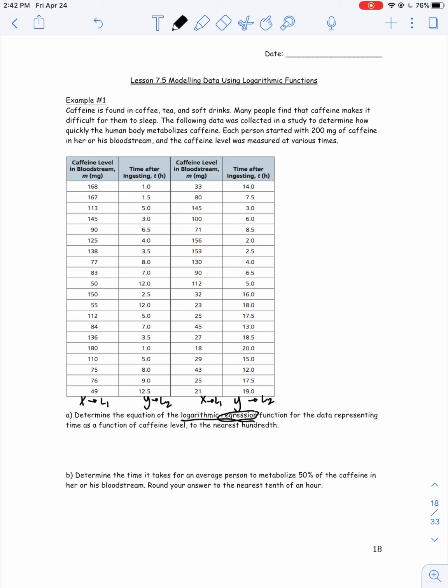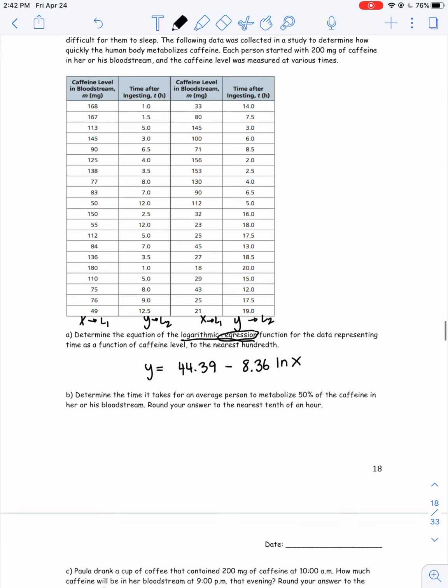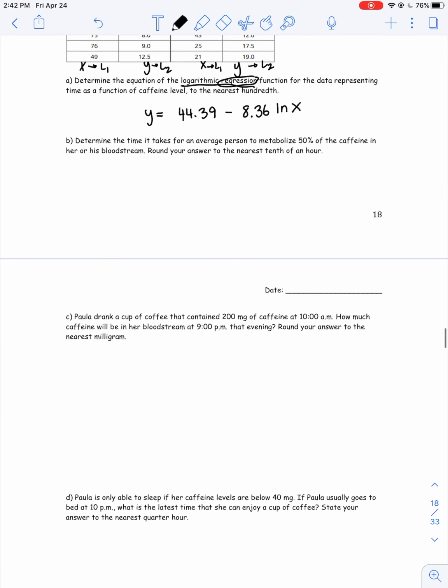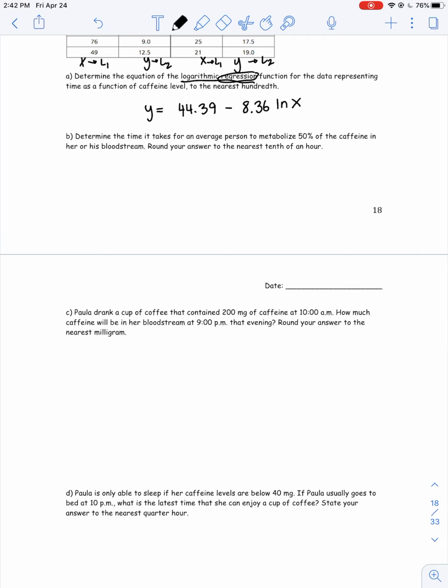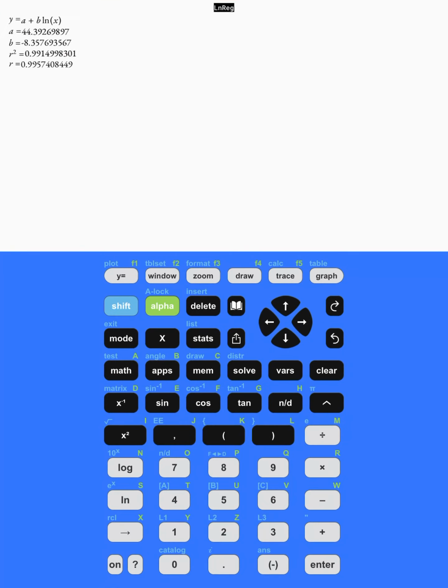So the logarithmic equation to the nearest hundredth would be y equals a, which is 44.39, minus your b value. So it's 8.36, because normally we have a plus sign here, but since we're putting in a negative number, it's going to become minus 8.36, and then ln of x. So that's the equation that you should have as your answer. Once you have your equation done, we're going to go back to our calculator. We're going to go to y equals.